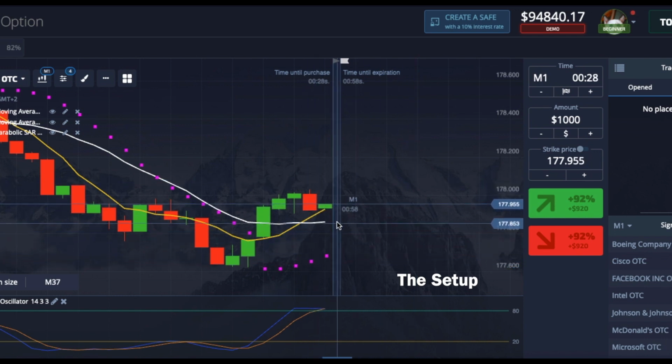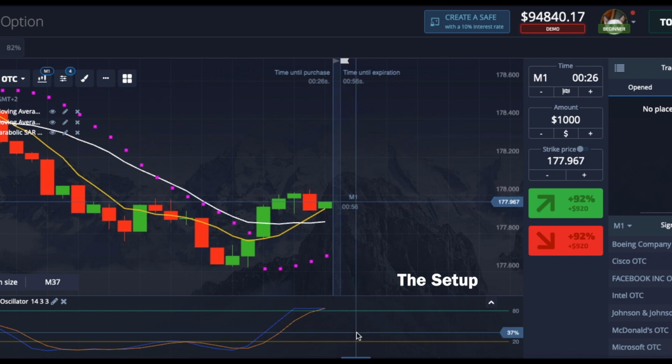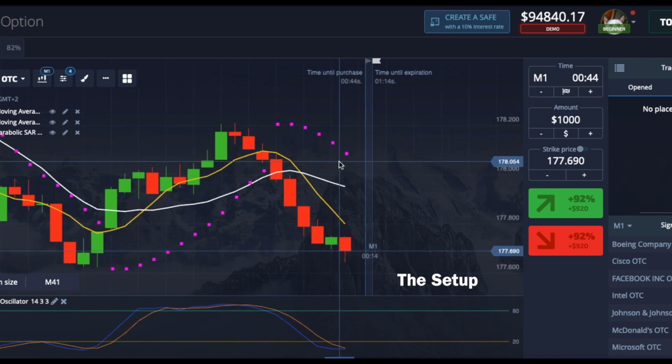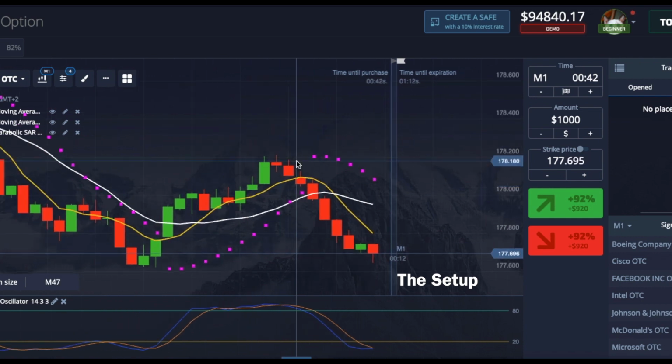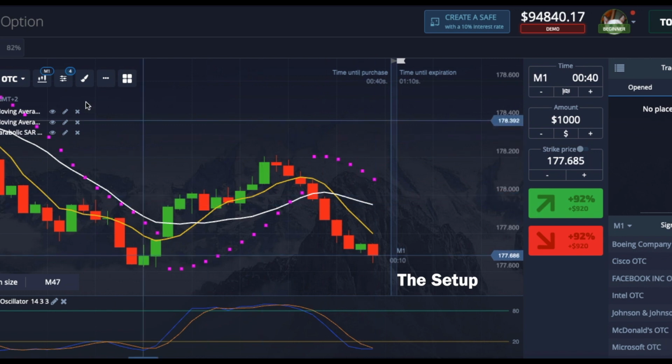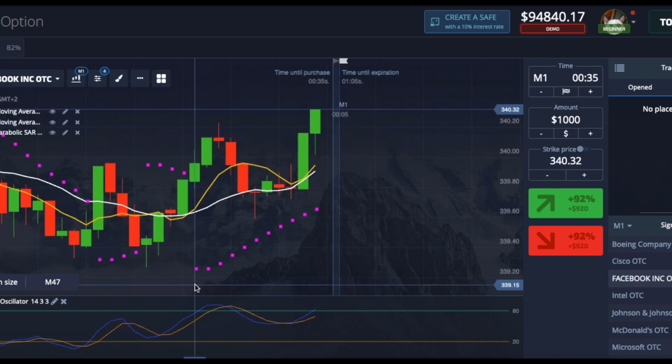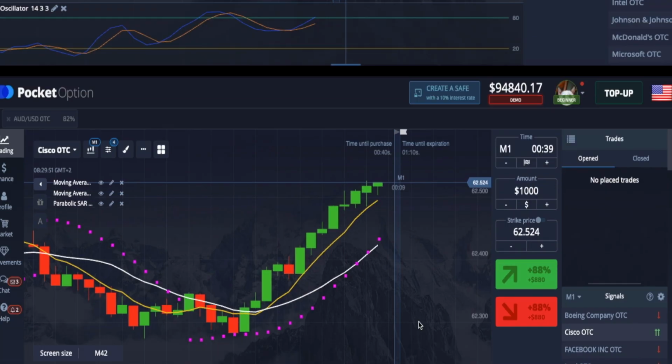You also want to be looking at the Parabolic SAR. When the Parabolic SAR dots are above price, then we're looking at a downtrend, so you know you need to be taking a sell. When the Parabolic SAR is under price, we're looking to take a buy. Let's see how these trades play out.